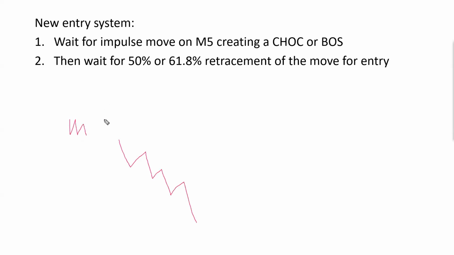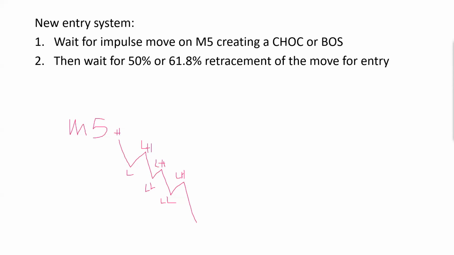This is on the M5, right? So this is the high. This is the low. This is the lower low. This is the lower high, and lower high. All right.